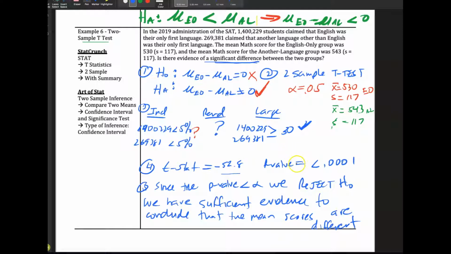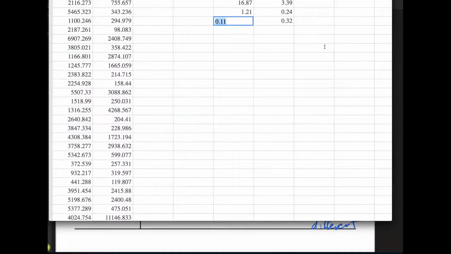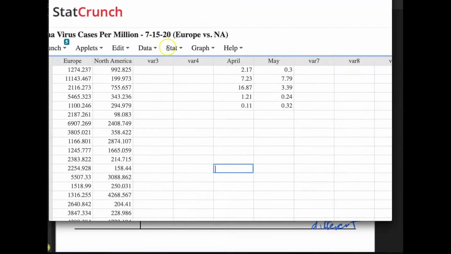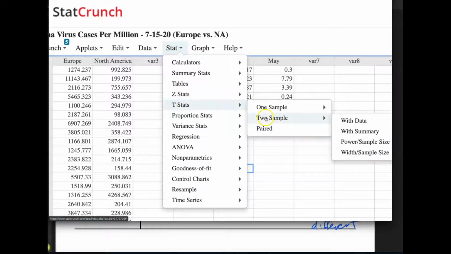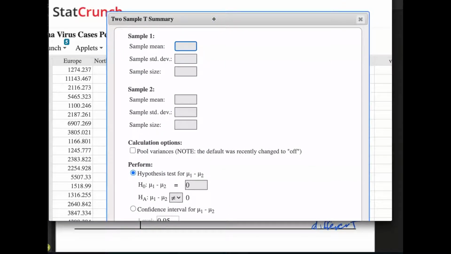And then the p-value, right? How do we get that again? That's going to be we'll end up doing that in StatCrunch: Stat, T Stats, Two Sample, with Summary. And then we go ahead and we're going to enter in those values, right? So you have the means for the two groups. So we're doing English only goes first. And so that's your 530. Standard deviation is 117, and then the sample size, again, a very big sample size.